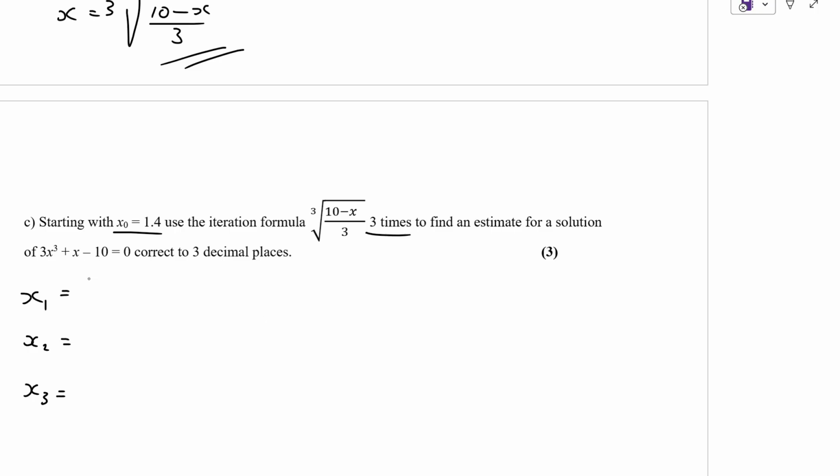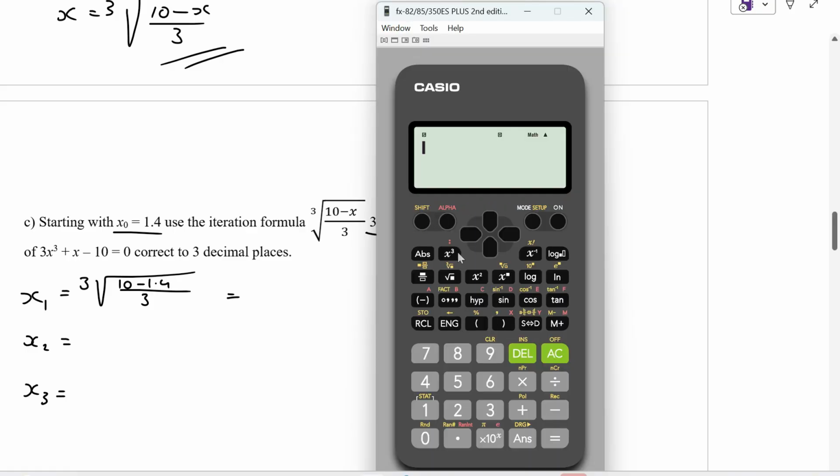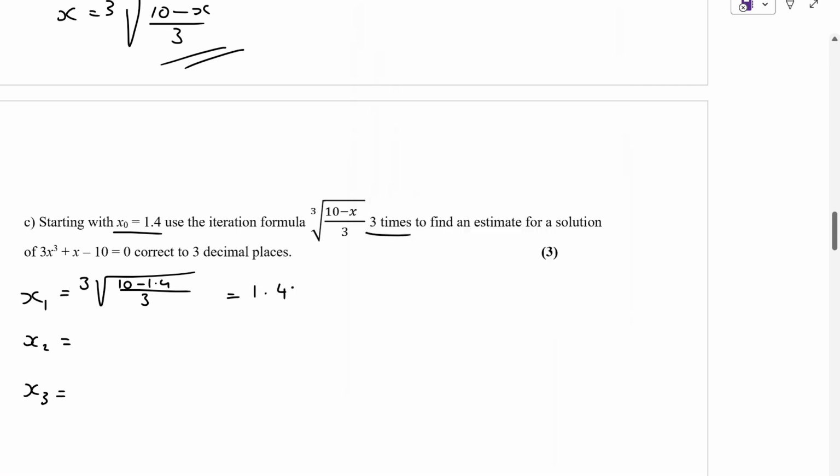Okay, so let's go through this then. So x1, I'm going to do 10 minus 1.4 over 3. Plug that into the calculator. Gives us 1.420558312.